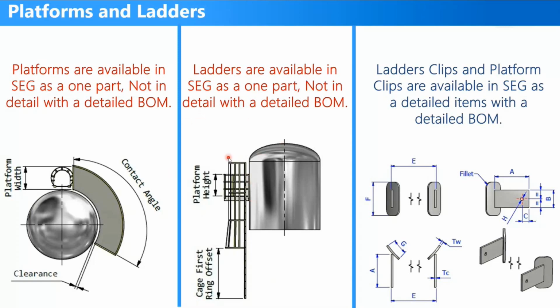You will get an item on the bill of material. This item notes that we have a ladder with a length like that and a weight like that. For the other attachments like the ladder clips, ladder supports, or any other attachment, they will be in detail, so you will get a detailed bill of material for those items.